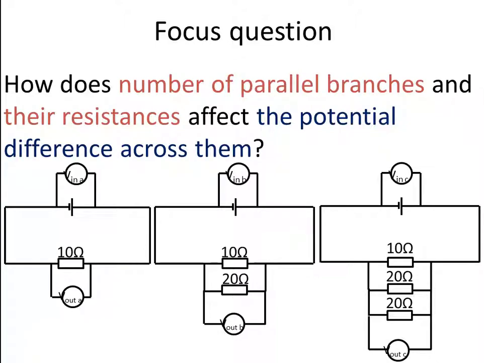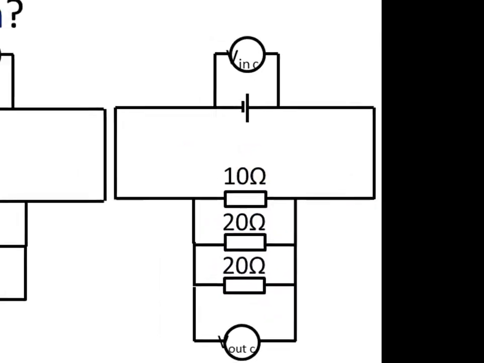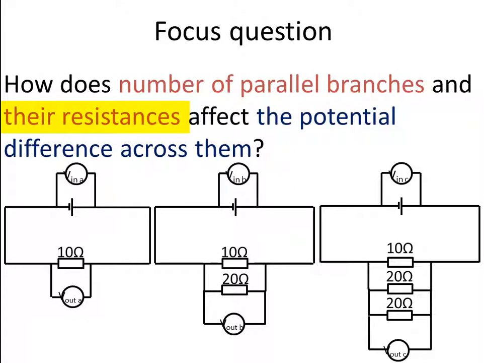And if you look, for example, in this third circuit, we are going to measure the potential difference across this 10 ohm resistor and then across this 20 ohm resistor. And they don't have the same resistance as one another. So we are also looking at the resistances of the parallel branches and wondering, is that going to make any difference? How is the potential difference across this resistor going to compare to the potential difference across this resistor? So those are our 2 independent variables, the number of parallel branches and the resistance of each of the branches.